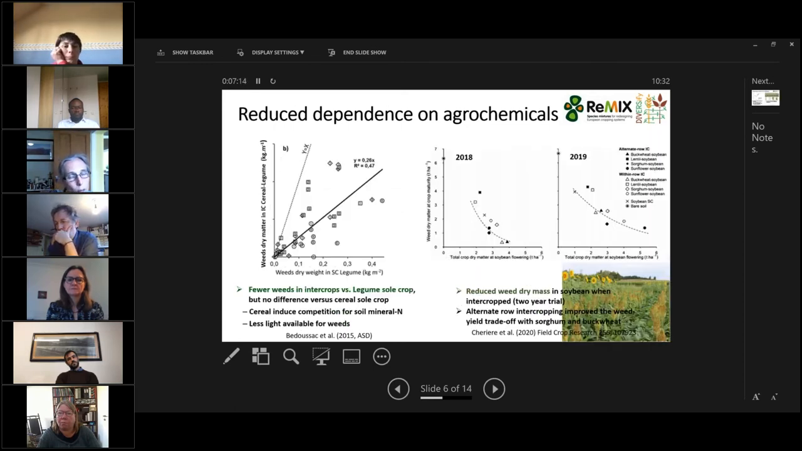Intercropping is also quite well known as a method for suppressing weeds, and is particularly important in this respect for legume production and for organic production systems. And we've got two examples here. The one on the left is from the REMIX project, showing the biomass of weeds in sole crop legumes plotted on the x-axis and in the intercrop on the y-axis. And all these data points shown here fall below the line of equivalence, which means that the values are higher in the sole crop legume. So weed biomass is much lower when the legume is intercropped with a cereal.